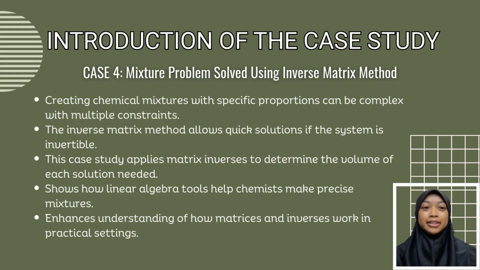Case 4, mixture problem solved using inverse matrix methods. Creating chemical mixtures with specific proportions can be complex with multiple constraints. The inverse matrix method allows a quick solution if the system is invertible. This case study applies matrix inverses to determine the volume of each solution needed.